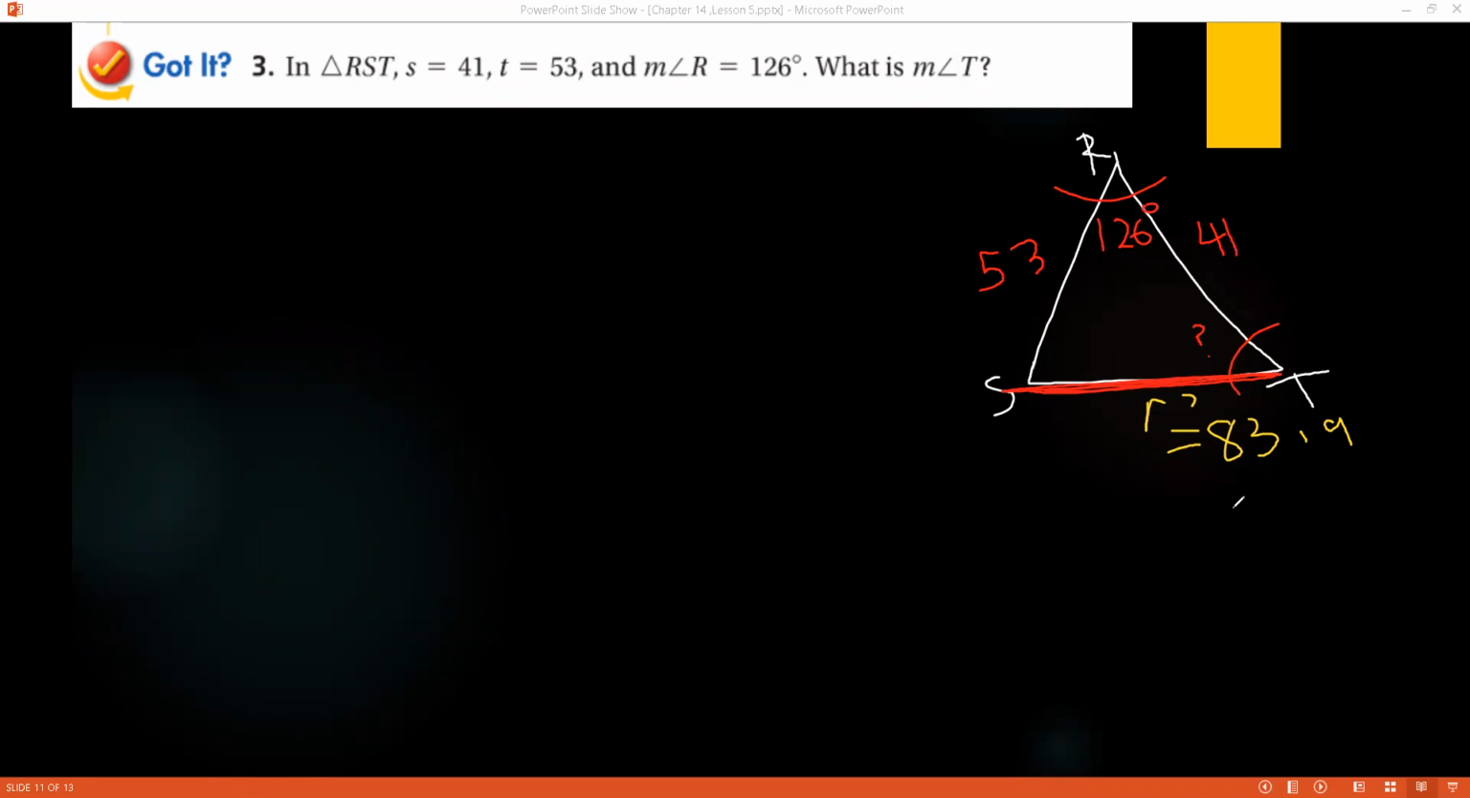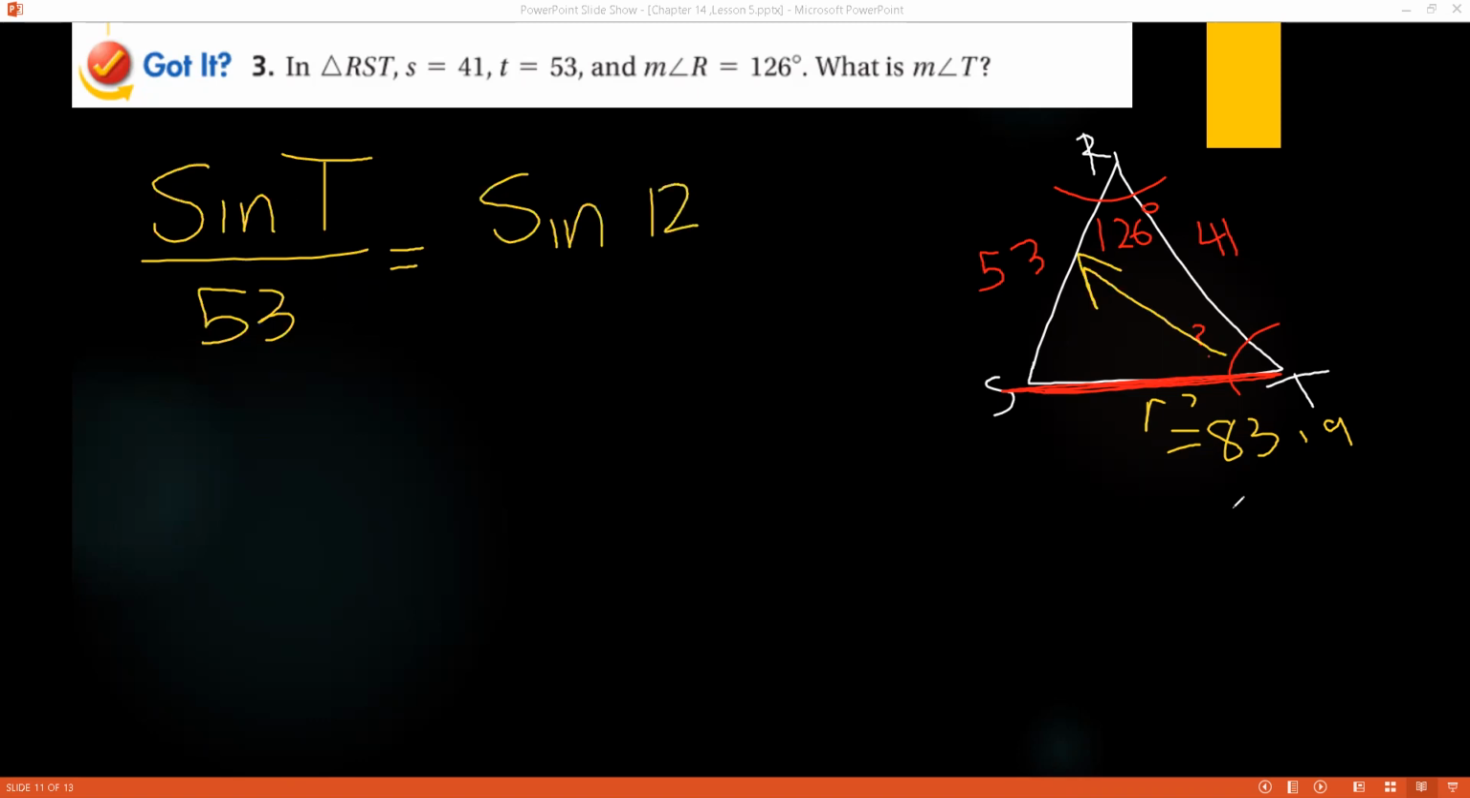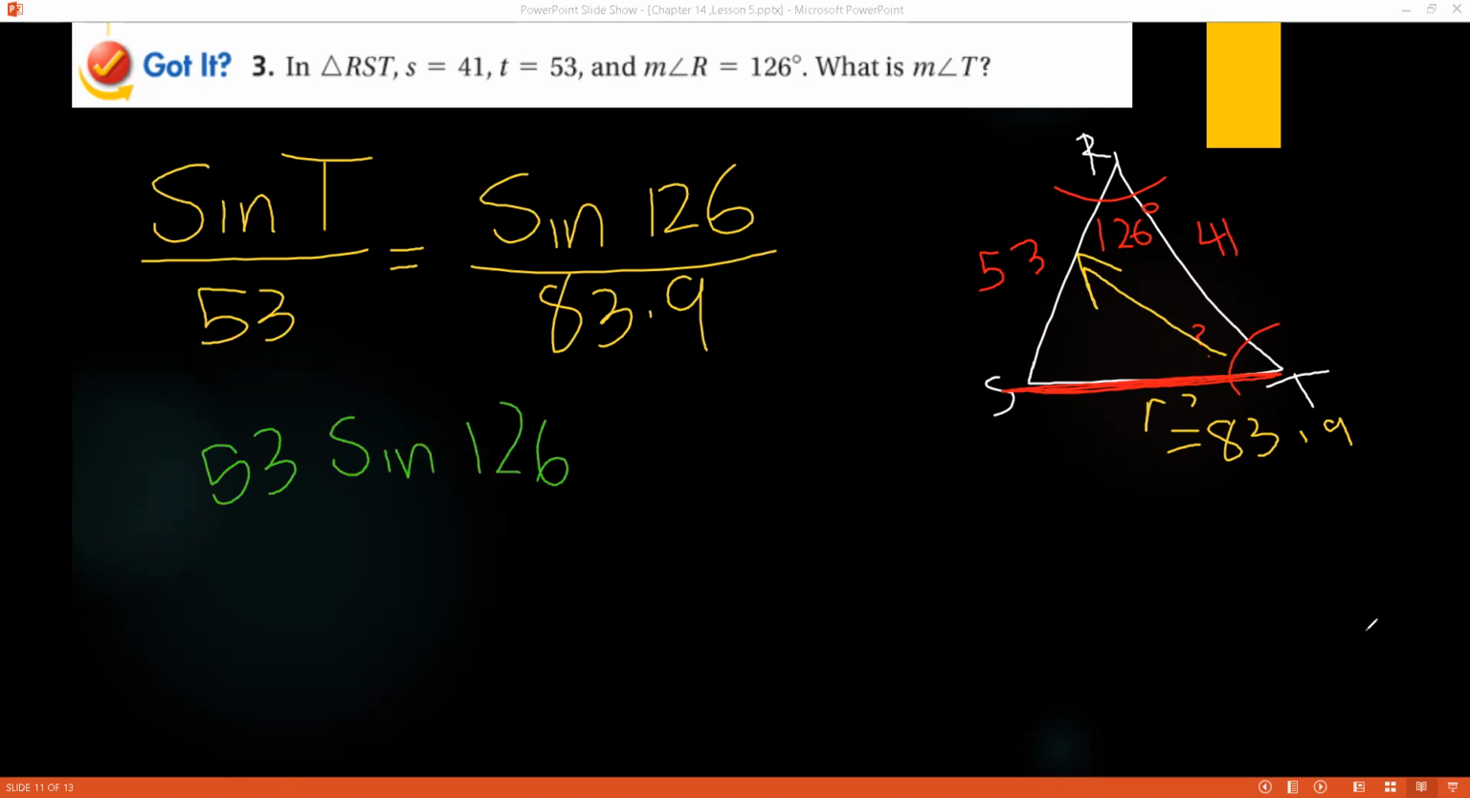How can I use the law of sine here? Here I want you to find T. So if I want to use the law of sine, sine of T over 53 will be sine of 126 over 83.9. So 53 sine of 126 will be 83.9 sine of T.